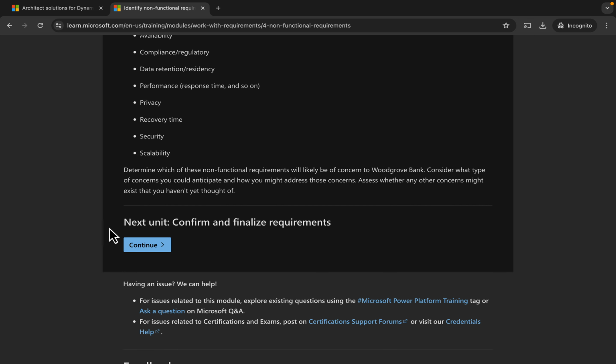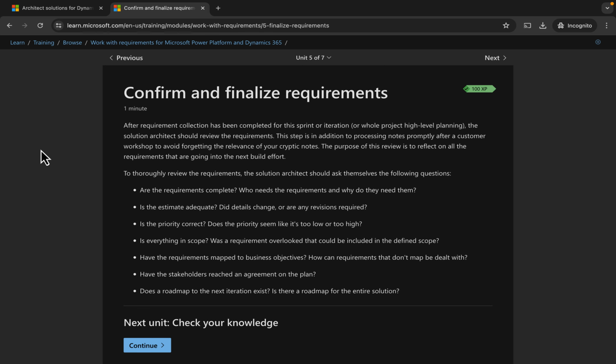Next unit. Confirm and finalize requirements. Confirm and finalize requirements. After requirement collection has been completed for this sprint or iteration, or whole project high-level planning, the solution architect should review the requirements. This step is in addition to processing notes promptly after a customer workshop to avoid forgetting the relevance of your cryptic notes. The purpose of this review is to reflect on all the requirements that are going into the build effort.